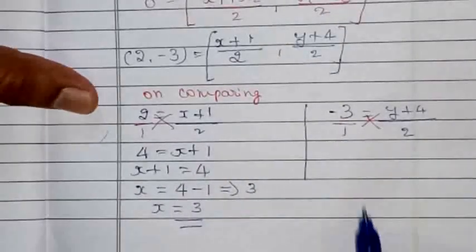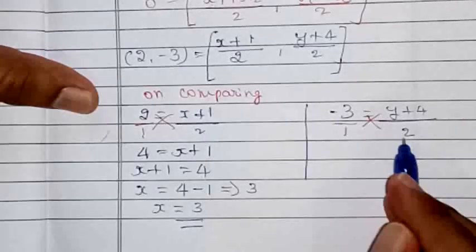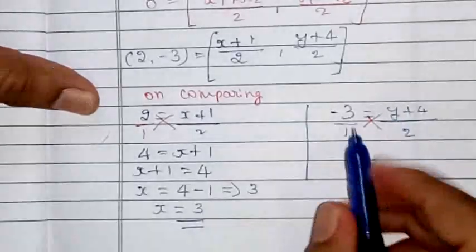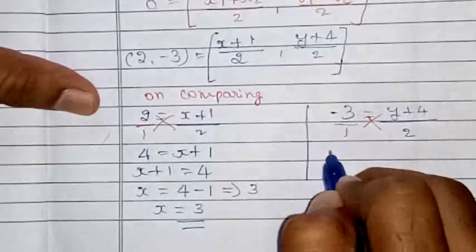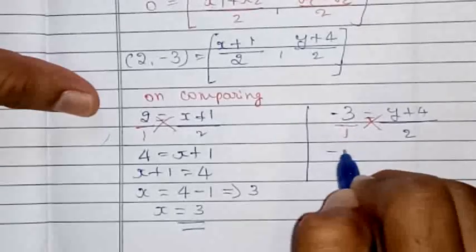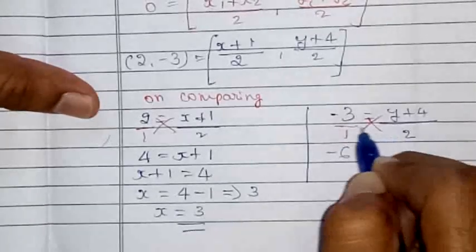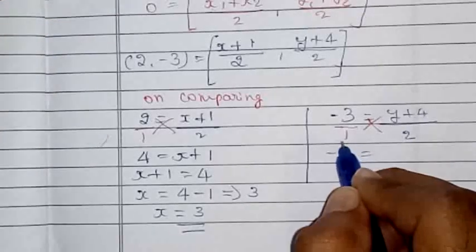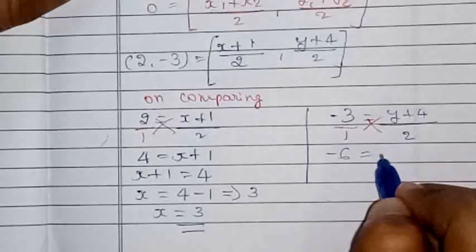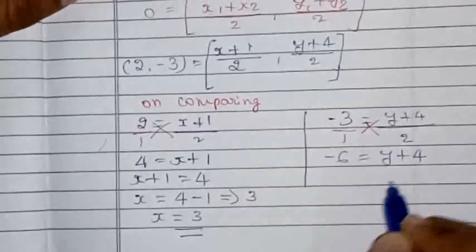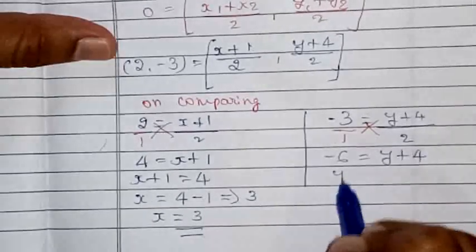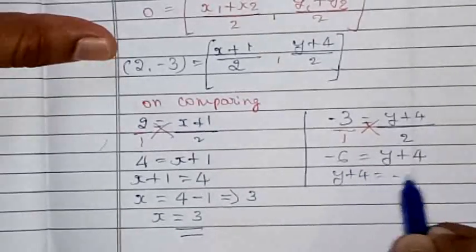Now make a cross multiple. So 3 into 2, 3 2s are 6. Plus into minus is minus, so therefore 3 2s are 6, it's minus 6 is equals to, if you multiply y plus 4 with 1 means the same will come. So therefore y plus 4. So now I'll interchange this. Y plus 4 is equals to minus 6.